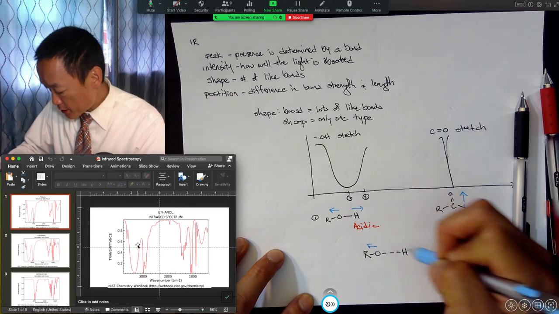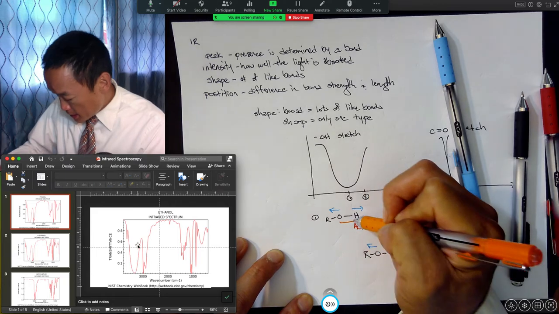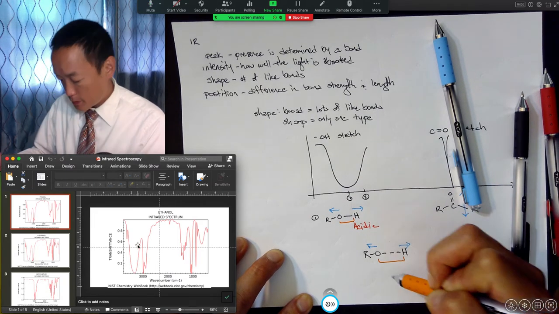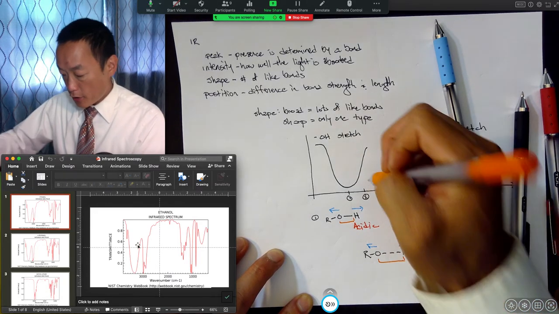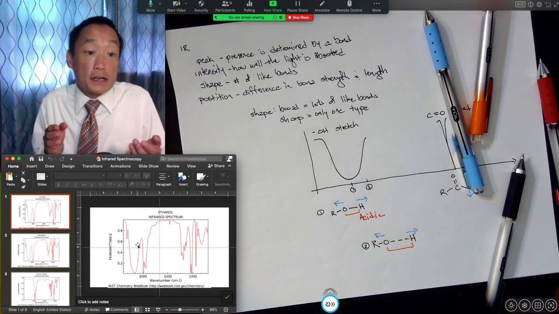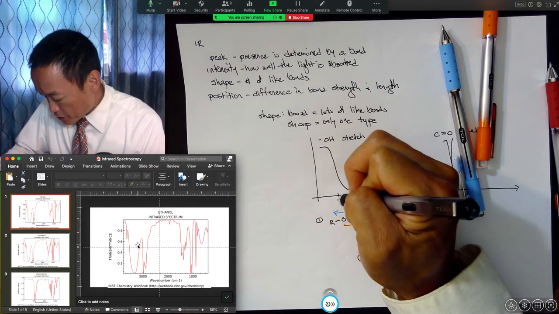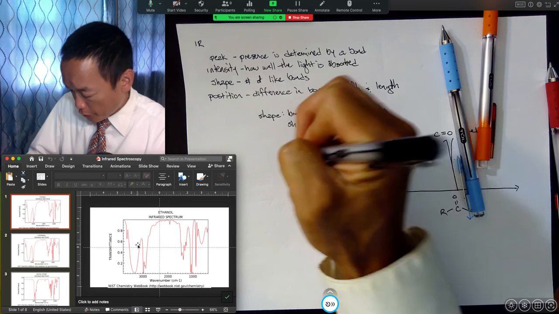We're still seeing the same stretch that occurs, but because this distance is slightly different, it's going to appear at a different peak position because that bond is slightly longer. And you could apply that then to this position here as well, number 3.